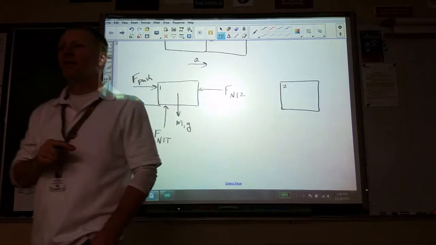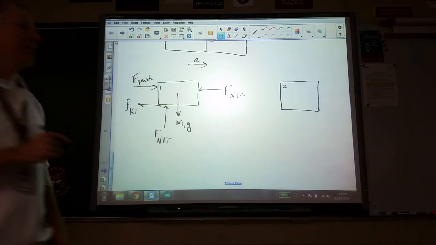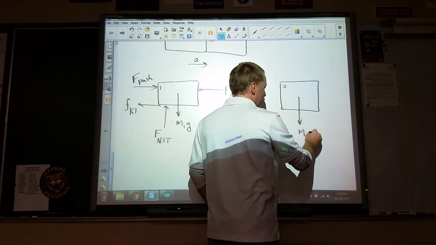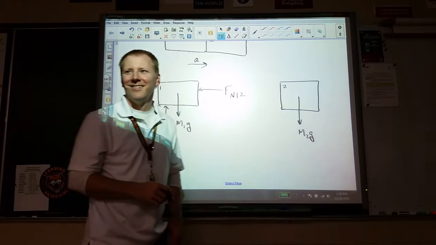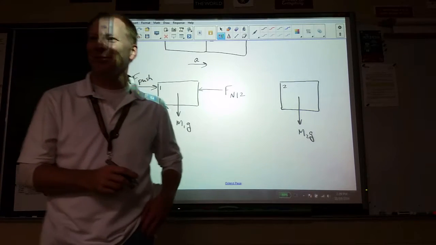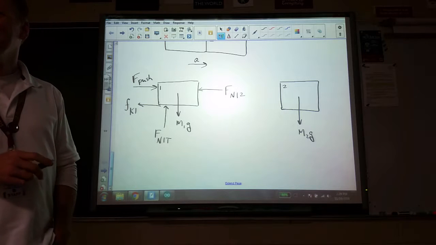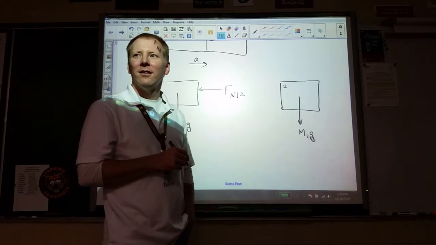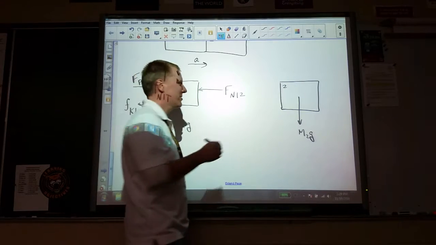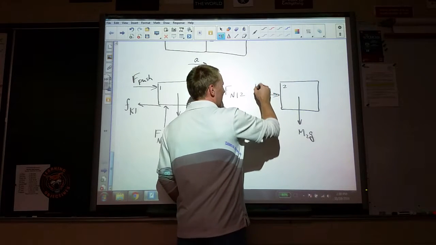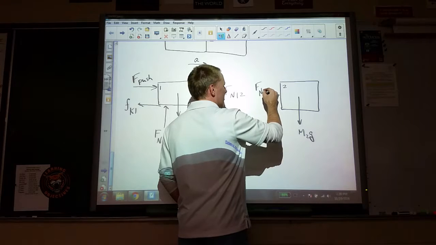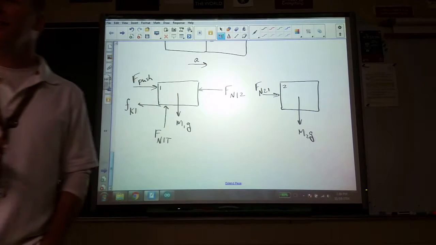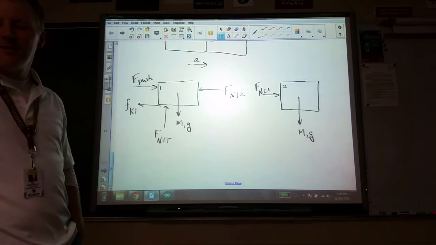Haley, what's a force? Gravity. M2G going straight down. She seems to know. Travis, what's another force? Box 1 pushing on box 2. What kind of force would that be? Normal force. Two surfaces, normal force. F normal on box 2 from box 1. What's another one, Tate? Hold on, I'm writing that one down.